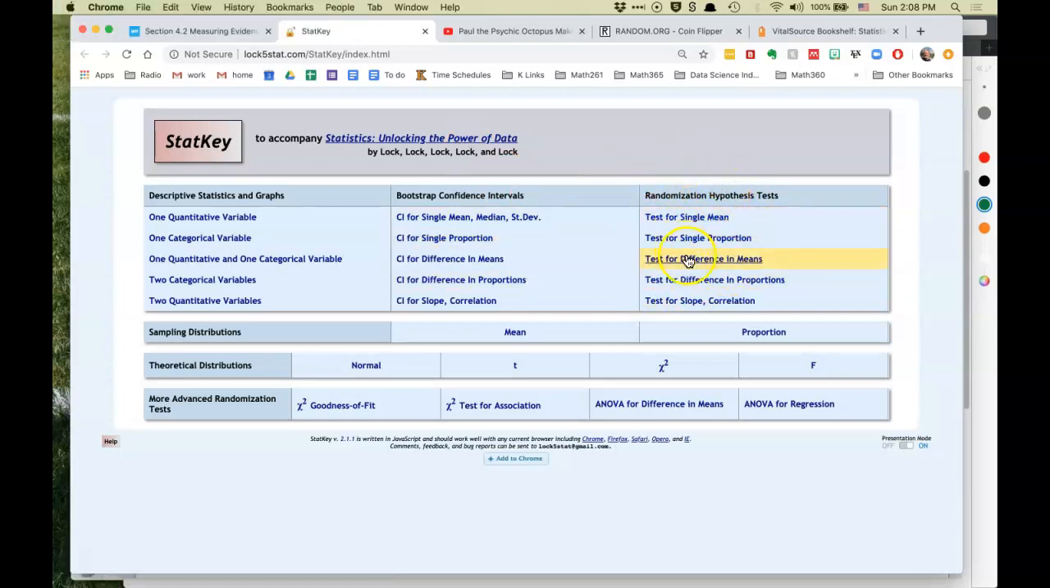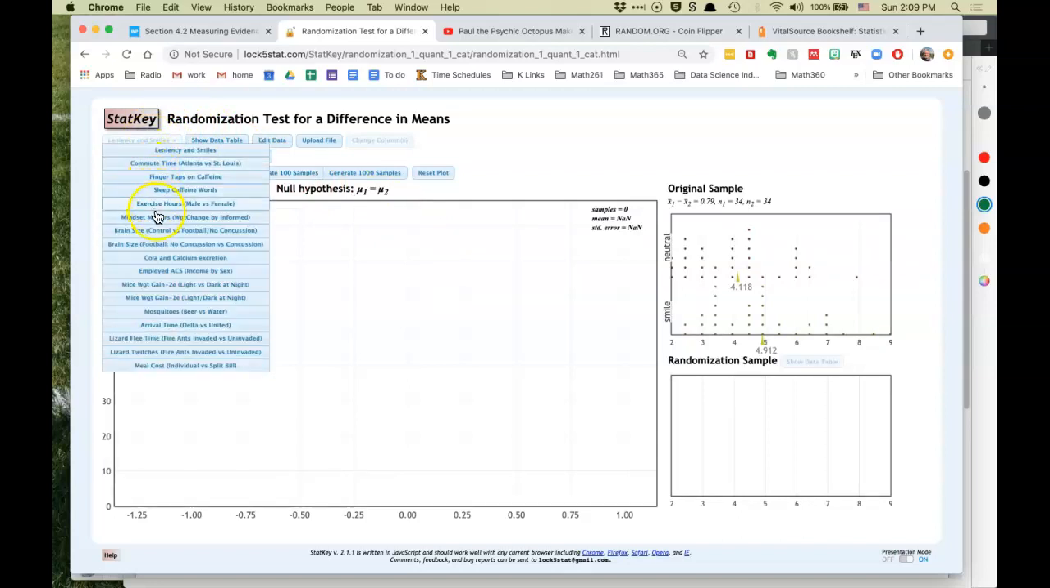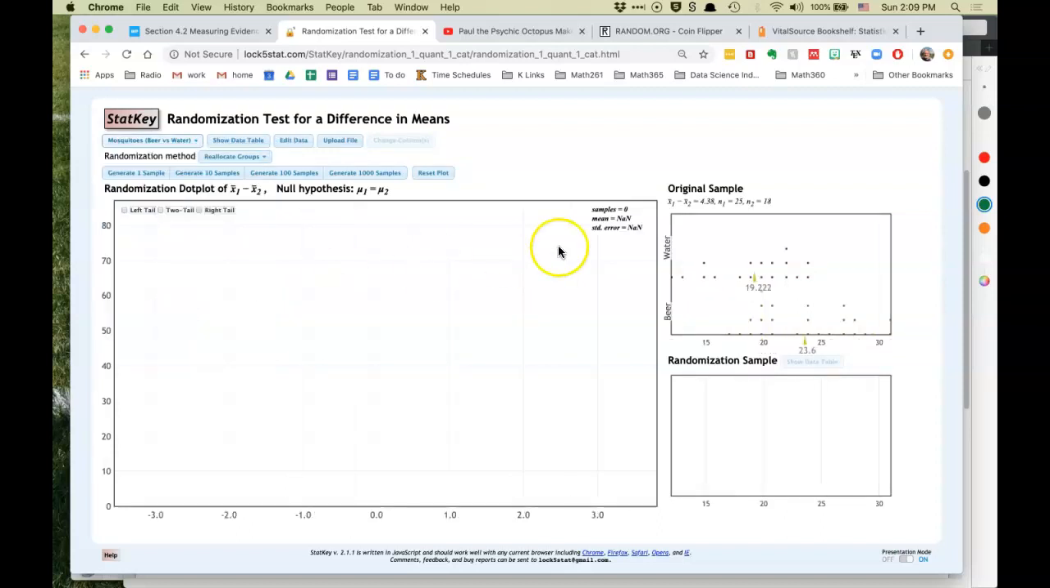What we're going to consider is a test for the difference in the means, average number of mosquitoes attracted for those who have consumed beer versus water. So we're going to click through to test for difference in means. And you've seen this output in the screencast before. Now, let's see, we need to click for the particular data set that we're looking at. And usually we can tell by the description the one that we're looking for. So there are just a limited number that go with the textbook. And there's one on mosquitoes, beer versus water.